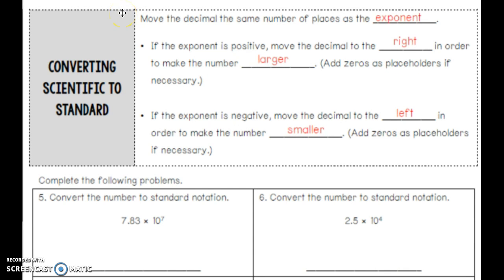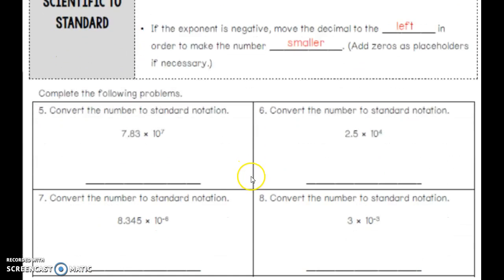Now, when you have to convert from scientific notation to a standard number, we're going to move the decimal the same number of places as the exponent tells us. If we have an exponent that's positive, we're going to move the decimal point to the right in order to get the large number that it's supposed to represent. If our exponent is negative, we're going to have to make sure we move the decimal to the left in order to make sure that we're dealing with a small decimal number.